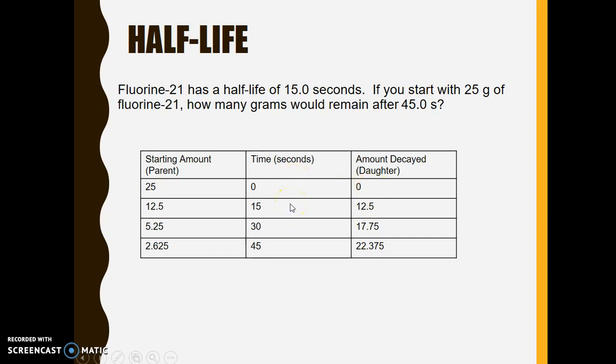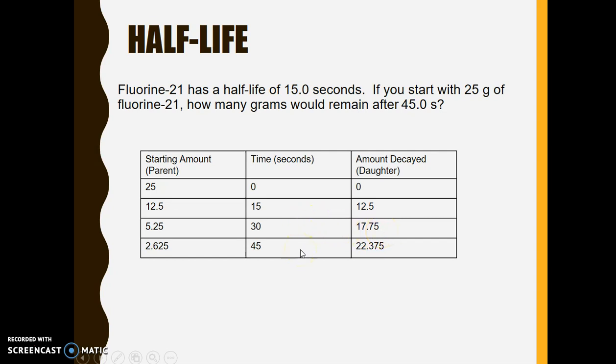Okay, 15 seconds has now gone by. We know that 15 seconds is the half-life, the amount of time it takes for half of 25 to decay. So we should have 12.5 grams of our parent, 12.5 grams of our daughter. Another 15 seconds goes by, so we're up to 30 seconds total. Half of that has decayed. So I just took 12.5 divided by 2, got 6.25. And that means total over here, 17.75 grams are now our daughter.